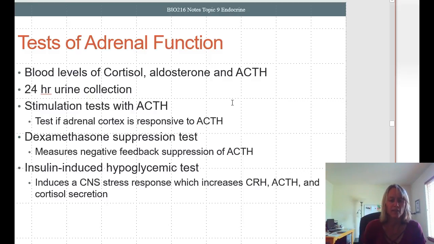We can give a dexamethasone suppression test. And this is to see if we have negative feedback suppression of ACTH. So when we give dexamethasone, do we see a decrease in ACTH? If we don't, then we might have a secondary disorder where the anterior pituitary is producing too much ACTH. And then another test we can do is a hypoglycemic stress test. So we can give insulin to induce hypoglycemia, and that should create a stress response, which would increase corticotropin releasing hormone from the hypothalamus, which then will cause the release of ACTH and cortisol secretion. And we can look if any one of these or more seems abnormal.